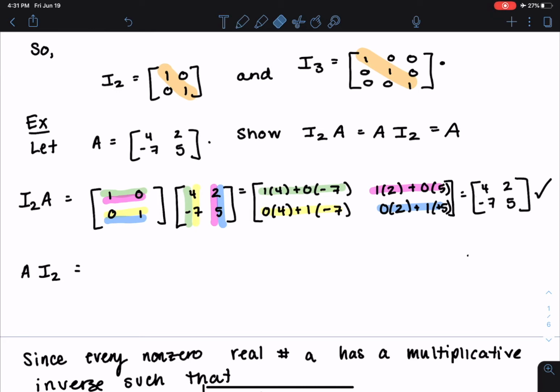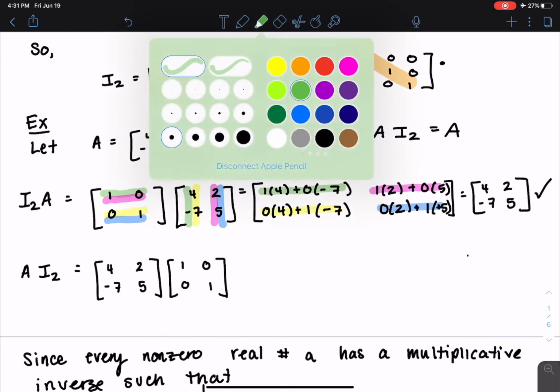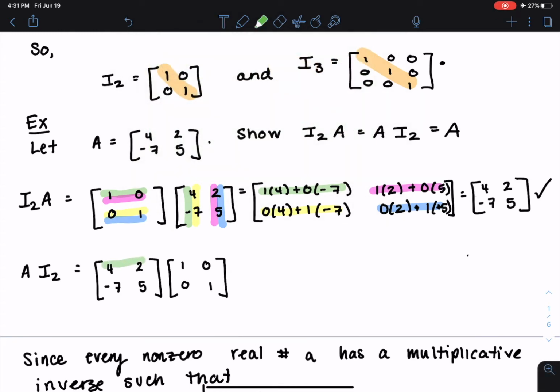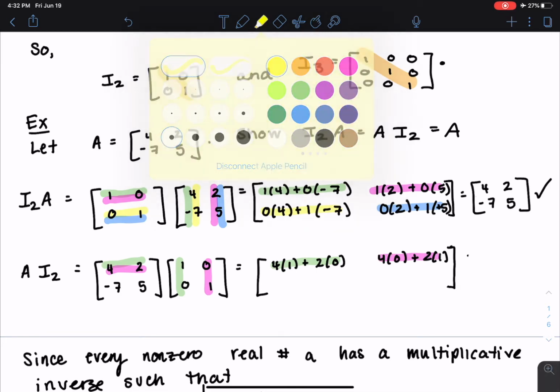If you multiply by A on the left-hand side and the identity on the right-hand side, we're going to repeat the same thing. So first row, first column gives me that first piece. So we get 4 times 1, 2 times 0. First row, second column gives me the position in the first row, second column. So we'll get 4 times 0, 2 times 1.